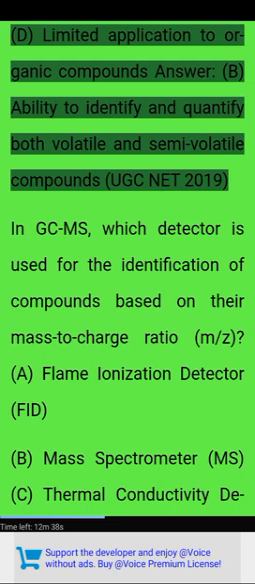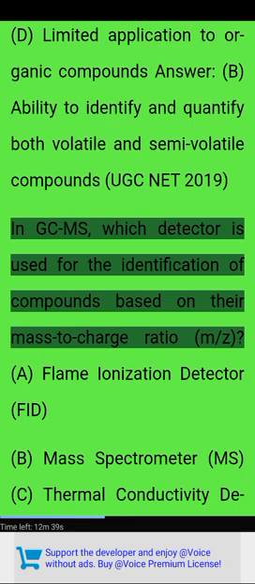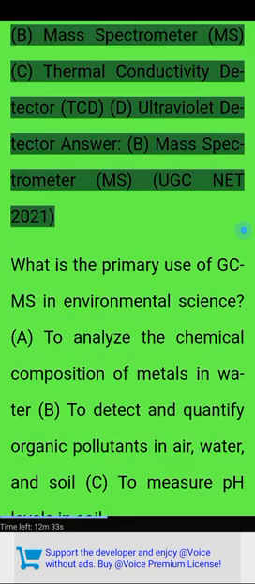UGCNET 2019. In GCMS, which detector is used for the identification of compounds based on their mass to charge ratio, m/z? A. Flame ionization detector, FID. B. Mass spectrometer, MS. C. Thermal conductivity detector, TCD. D. Ultraviolet detector. Answer: B. Mass spectrometer, MS.